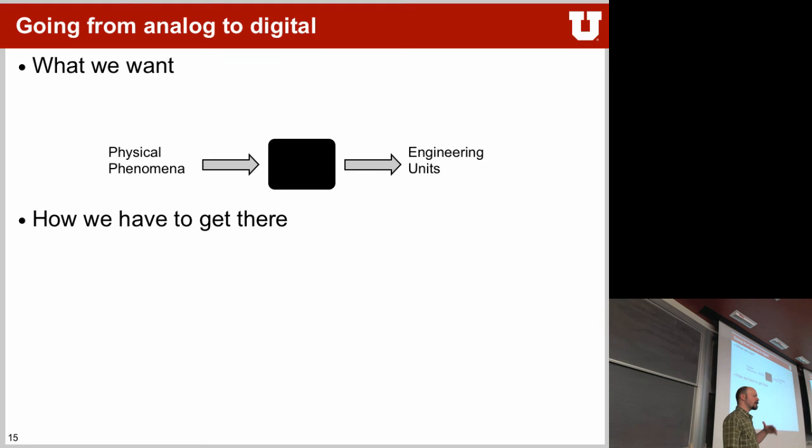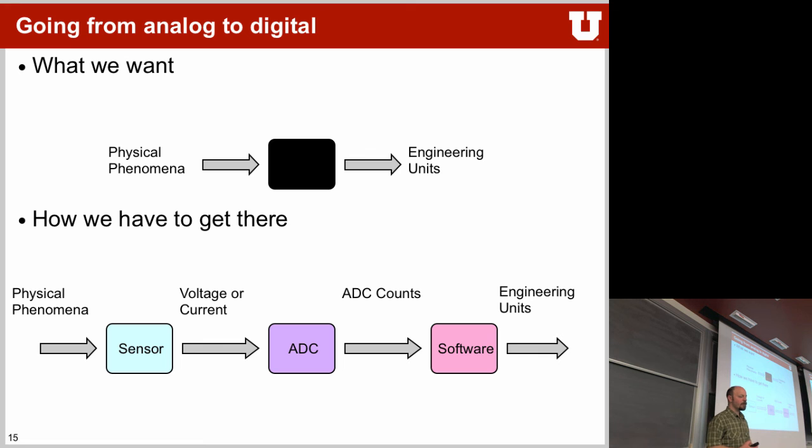So what we want is really something where we have a physical phenomenon, a little black box, and out comes, in the most preferred case, an engineering unit. That's what we work with. We want to know how many degrees Celsius we have out there. We want something in an engineering unit. What we get, though, is something like this, where we have a physical phenomenon and some sort of sensor that produces a voltage or a current or a frequency.